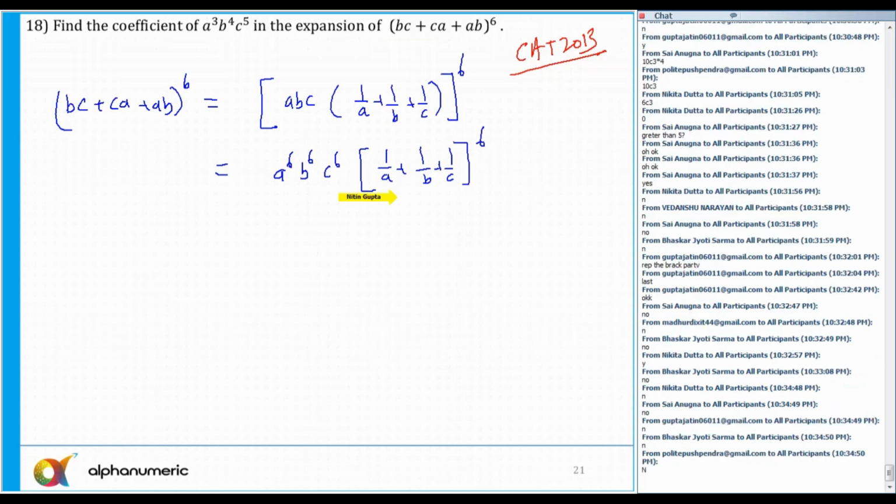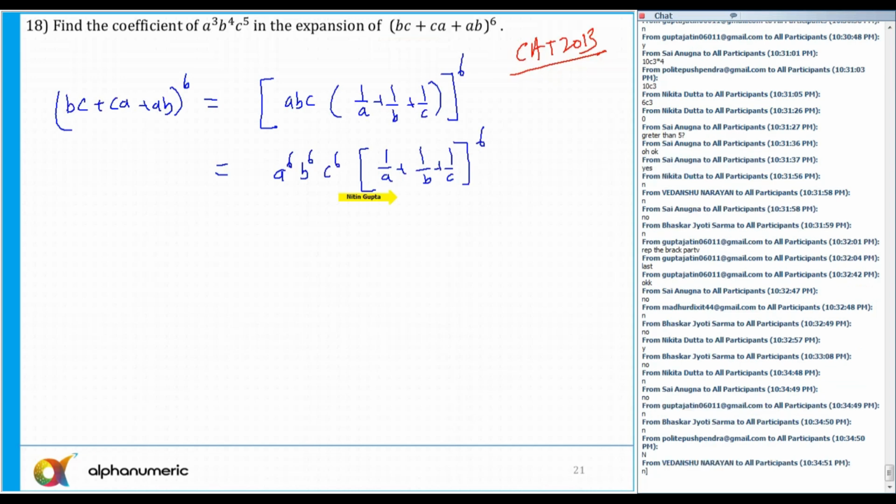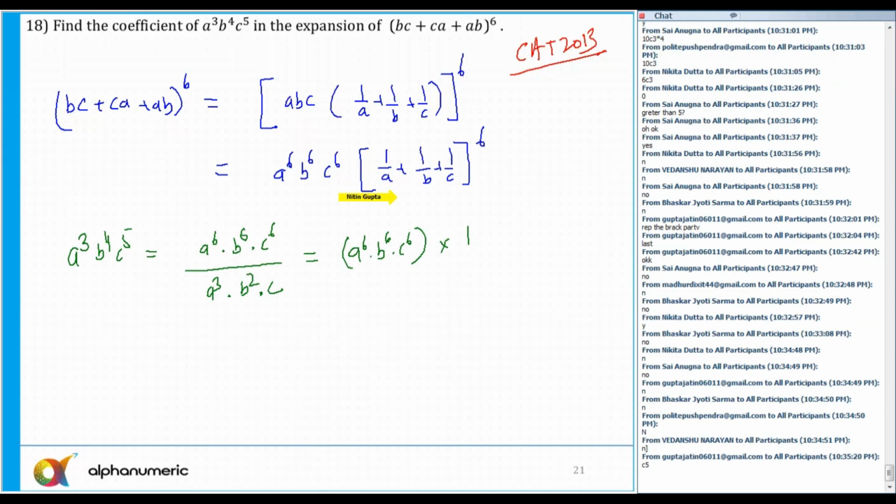Now, we need to find out the coefficient of A cube b raised to power 4 c raised to power 5. So can we say this equation is same as a raised to power 6 into b raised to power 6 into c raised to power 6 upon a cube into b square into c. So which is equal to a raised to power 6 b raised to power 6 c raised to power 6 into 1 upon a cube into 1 by b square into 1 by c.